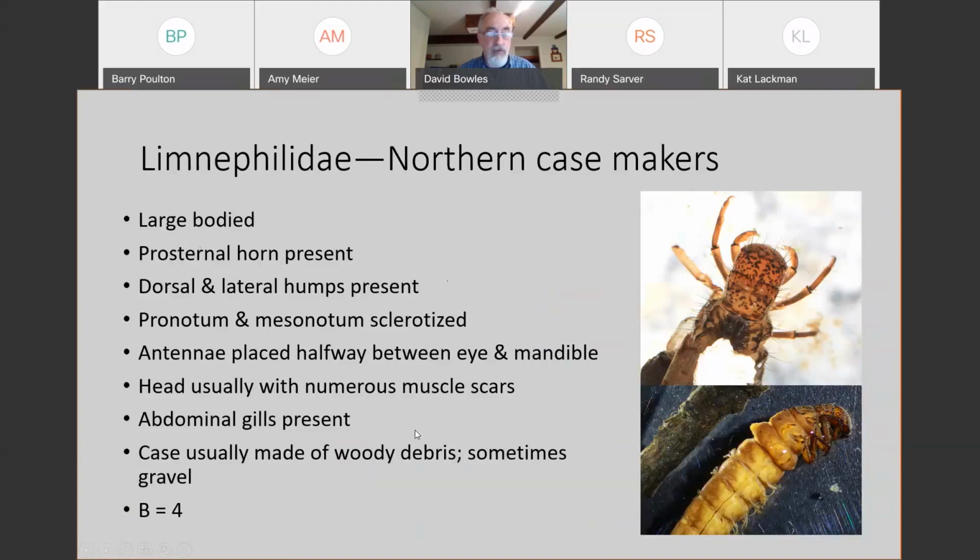Another thing you can use to distinguish these from some of the other families is the head. It looks like it's spotted. That's because the internal musculature attaches to the head, and those are called, well, it's not a good name, I don't think, but they're called muscle scars. That's where the muscle bundles attach inside the head, and so it gives them a speckled appearance. That's usually very distinct in limnephilids here. And they have very prominent abdominal gills as well.